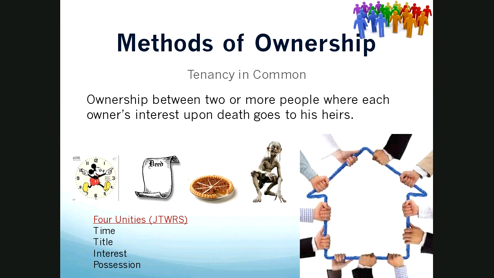So in the tenancy in common, you don't have to have the four unities. Tenants in common can get their ownership interest at different times. They can get their interest from different grantors, so you don't have to have unity of title. And tenants in common can get different interests. They don't have to have the same size or equal interest. They can have disproportionate interest. So the only thing tenants in common really share is possession.